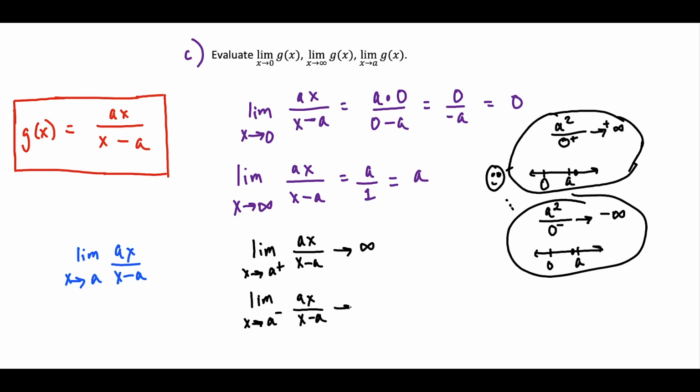So this limit heads towards negative infinity, but remember, with limits, when the right and left side limits are not equal, that tells us that the limit in general does not exist. So this limit here, as x approaches a of g of x, does not exist.